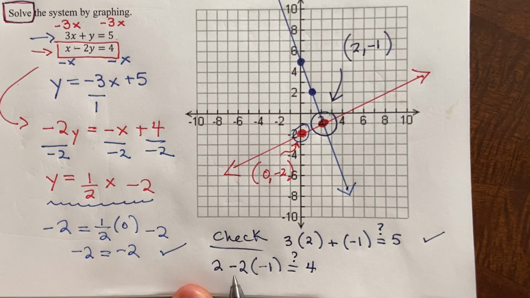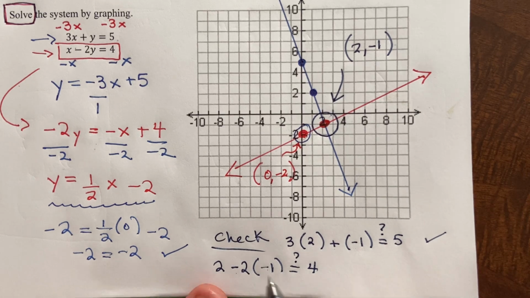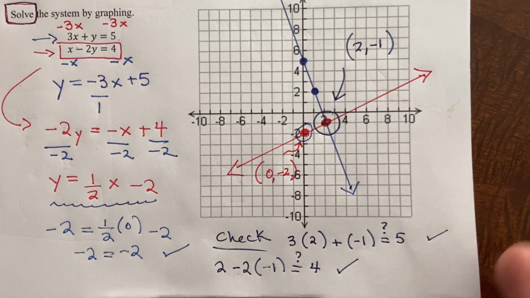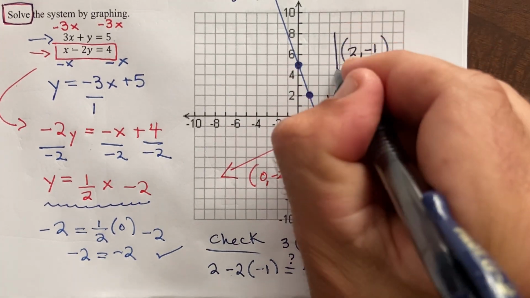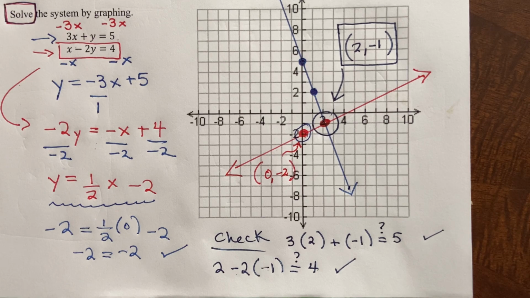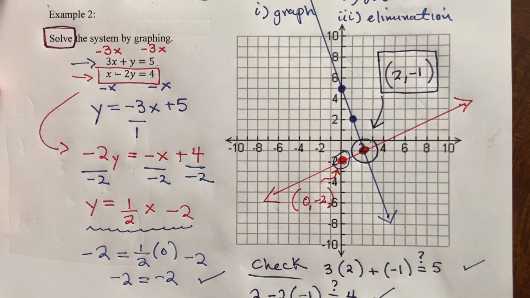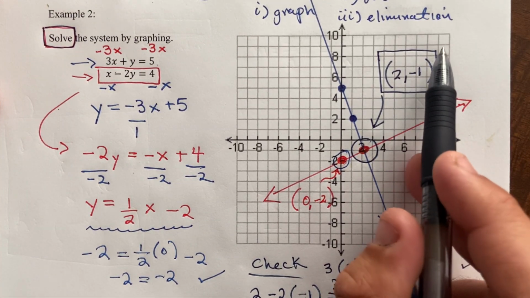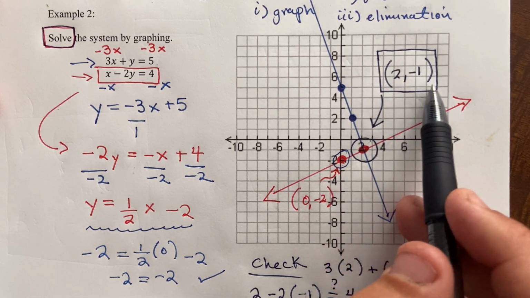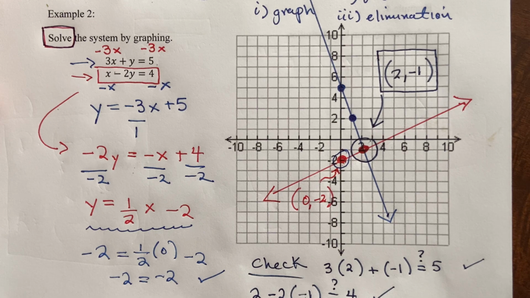Well, 2 minus 2 times -1, this turns into addition. A negative times a negative is a positive. So this turns into 2 plus 2 is 4, which is true. So this indeed is the solution to the system. So if there is a solution, then the solution to a system is a point, all right? It's not just an x or a y, it's an x and a y.